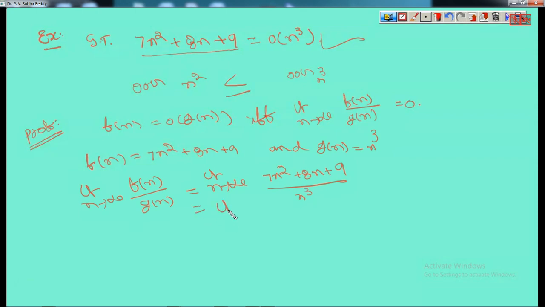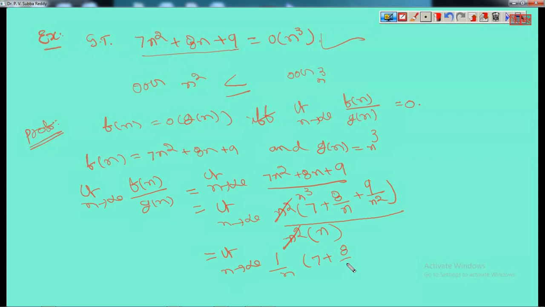Now what is this value? This is equal to the limit as n tends to infinity. Here the common part is n square, I can take it common. In the numerator, n square times 7 plus, if I take n square from 8 it becomes 8 by n, and from 9 it becomes 9 by n square. In the denominator, if I take n square common, the remaining part is n. Now this n square gets cancelled. So the limit as n tends to infinity of 1 by n into 7 plus 8 by n plus 9 by n square.